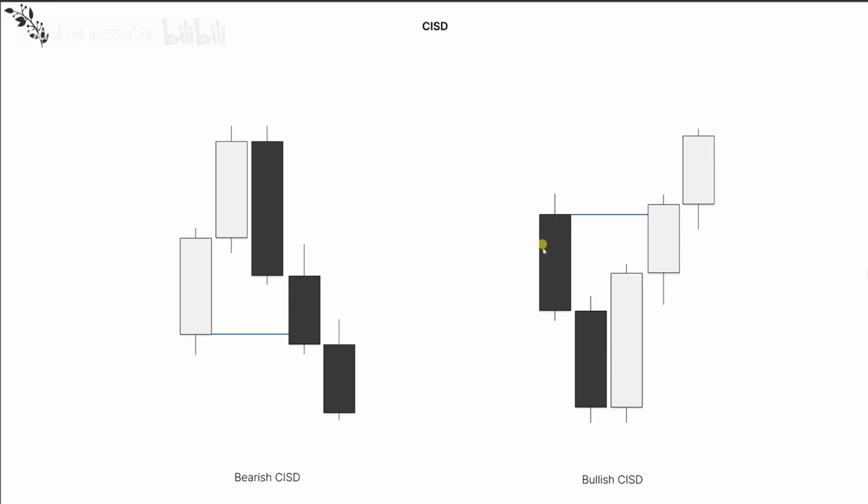As you see here on the right, we have the sequence of opposing candles. You see price then closes above this opening price again and gives us that bullish CISD. And then we just want to see price expand away from that, right?